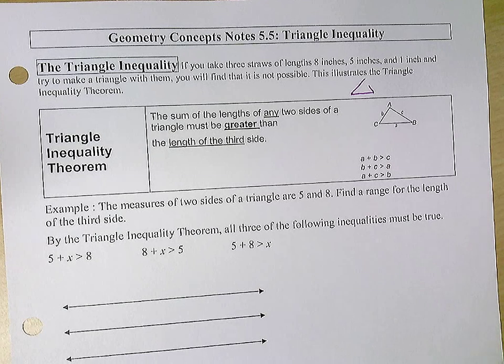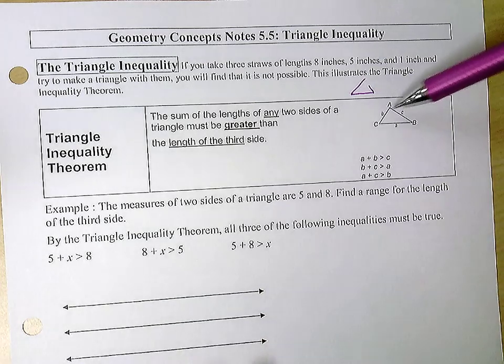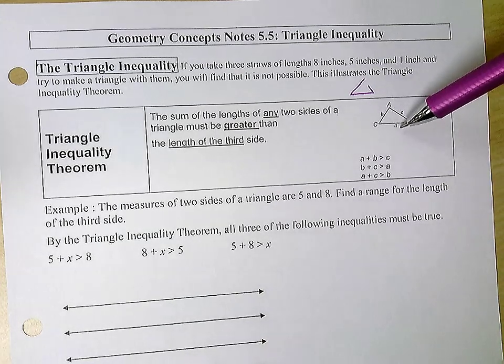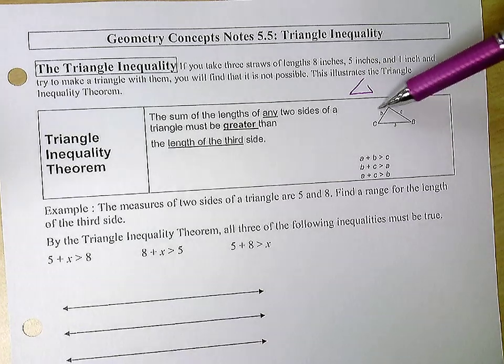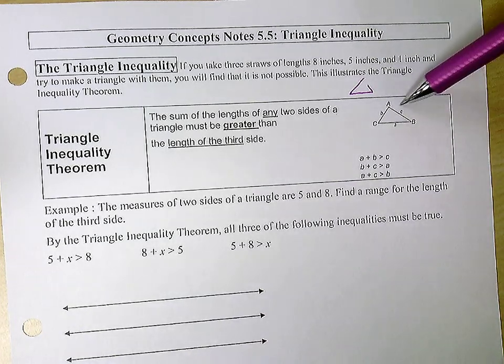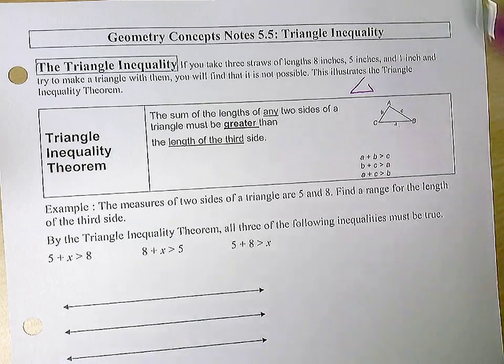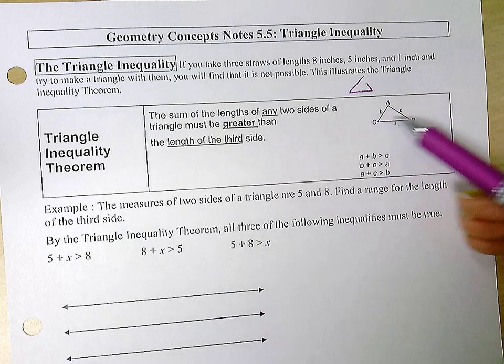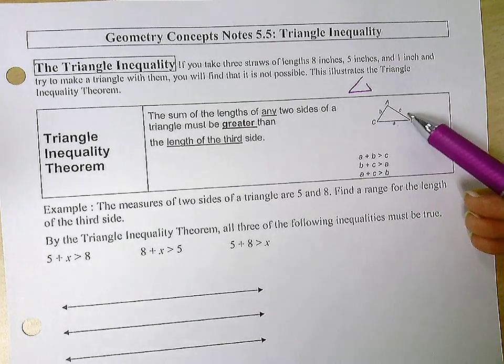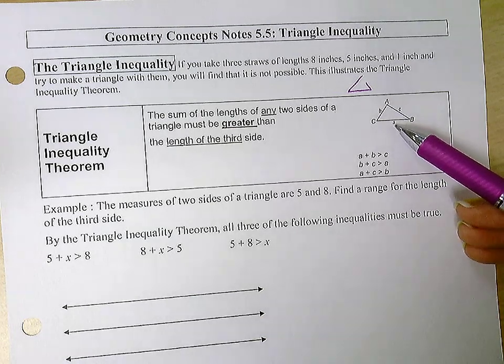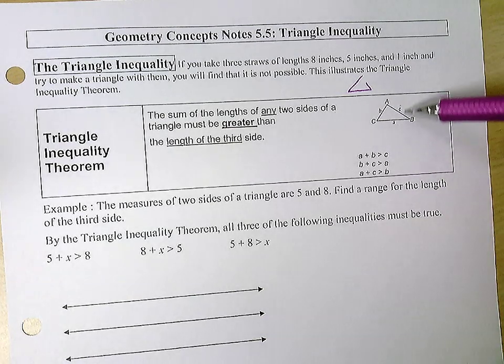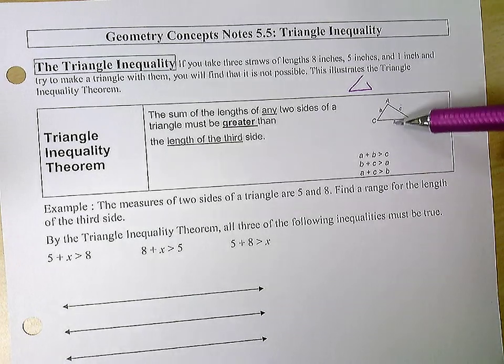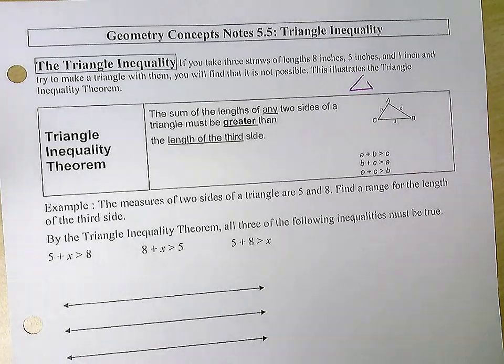The triangle inequality theorem says the sum of the lengths of any 2 sides of a triangle must be greater than the length of the third side. So if I add 2 of my sides together, A and B, that sum has to be greater than that third side, C. Same thing if I add B and C together, that sum has to be greater than that third side A. And last example, A and C, if I add those 2 sides together, that sum has to be greater than the length of side B.